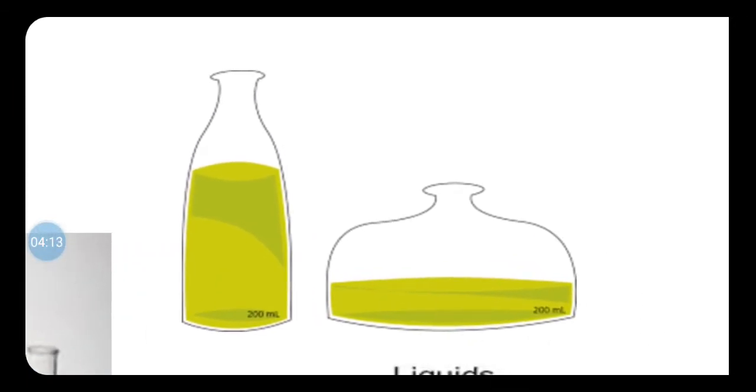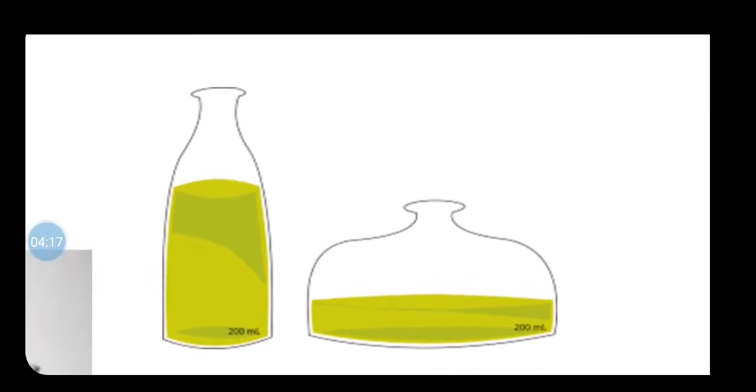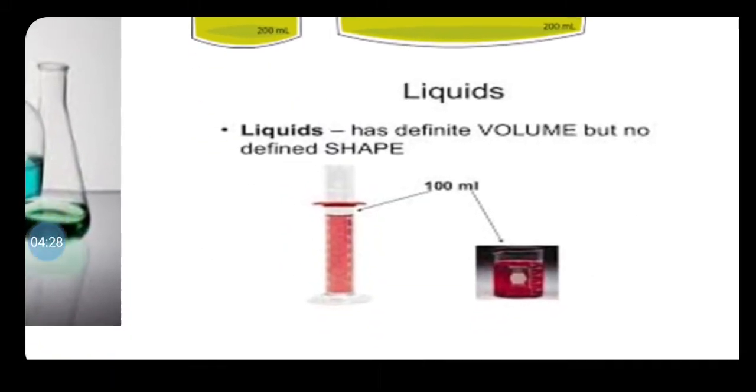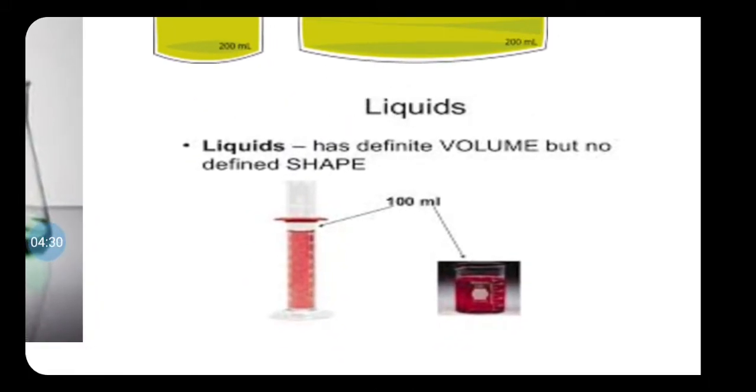We have here 200 milliliters, and then we will pour this liquid inside another container. We will find that the shape of the liquid changed, but the volume will be the same. And here there is a liquid. We will pour the liquid which is inside the cylinder into the beaker.